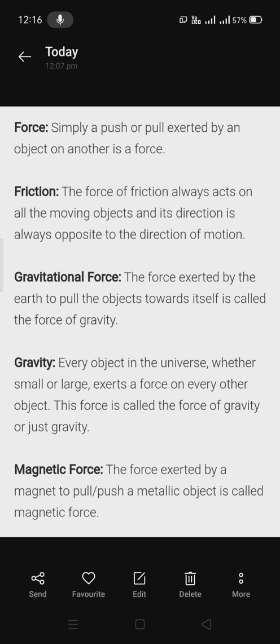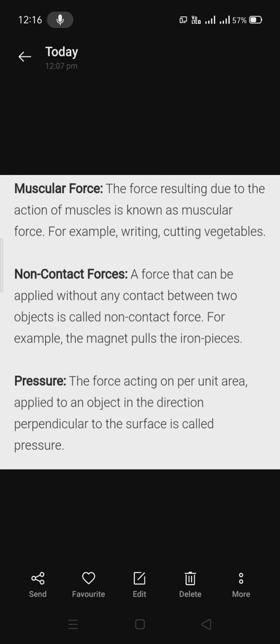Magnetic force. The force exerted by a magnet to push or pull a metallic object is called magnetic force. Muscular force. The force resulting due to the action of muscles is known as muscular force. For example, when we are cutting vegetables. Non-contact force. The force that can be applied without any contact between the two objects is called non-contact force. One example is magnetic force. For example, the magnet pulls the iron pieces.